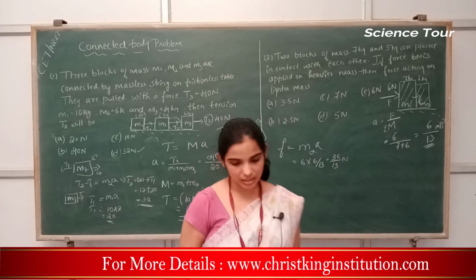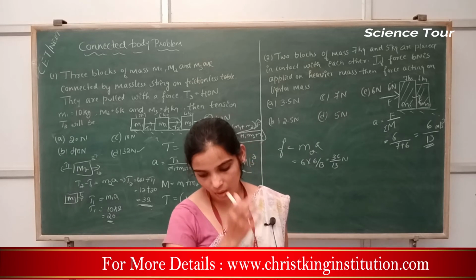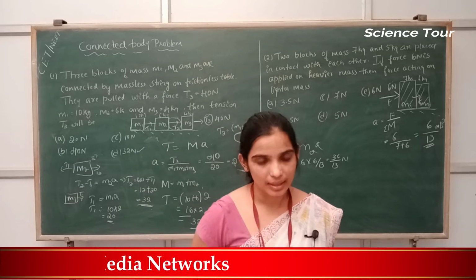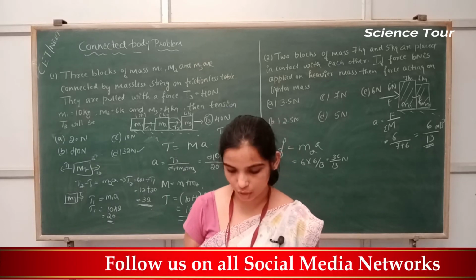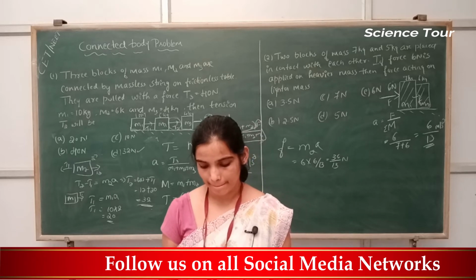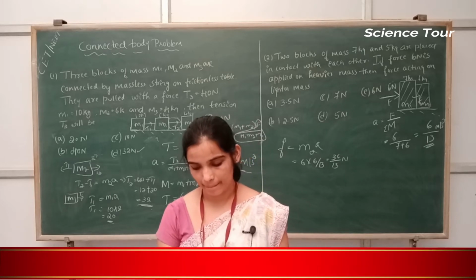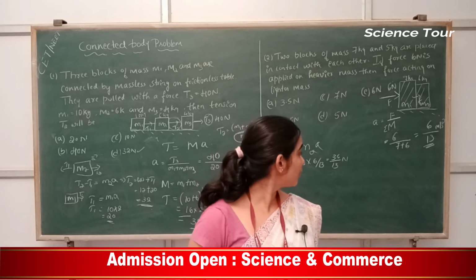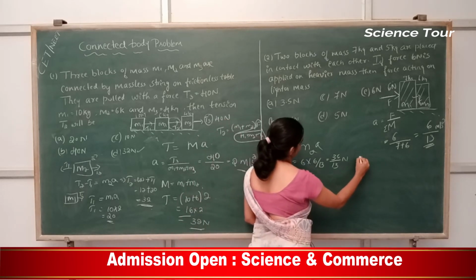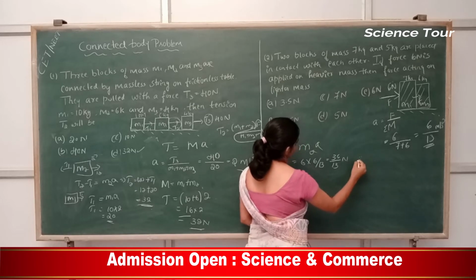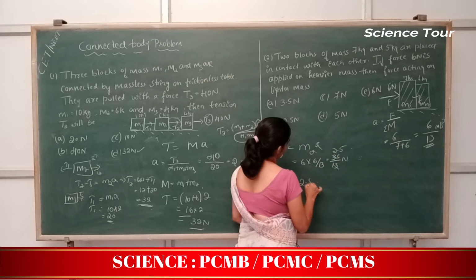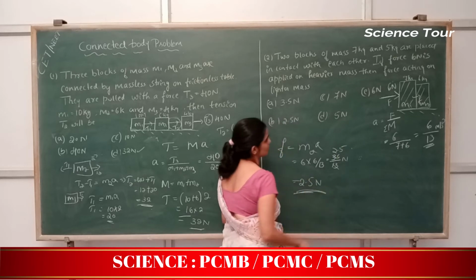So 36 divided by 13 Newton is equal to how much? 2.5. 2.5 Newton is the answer.